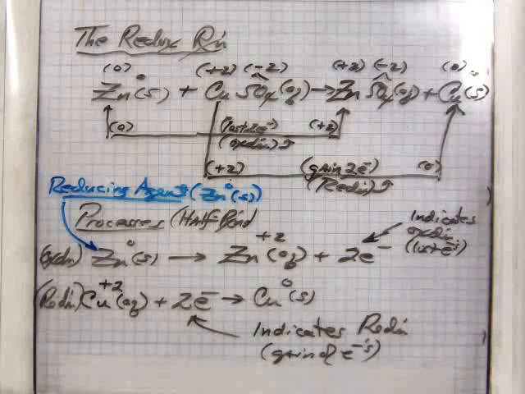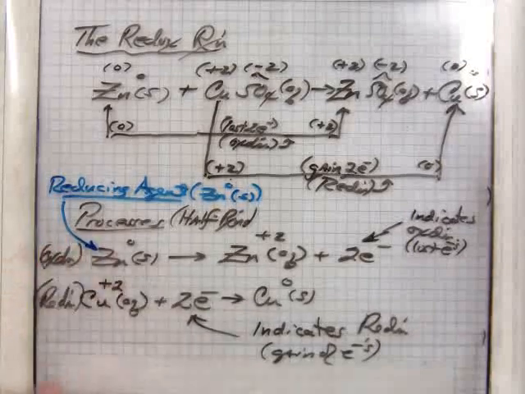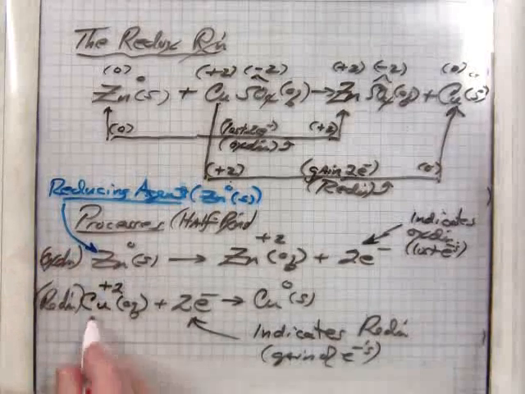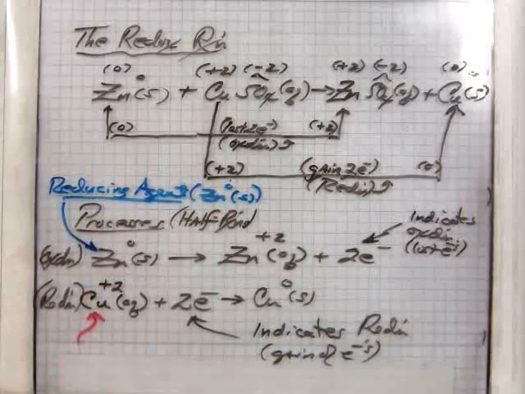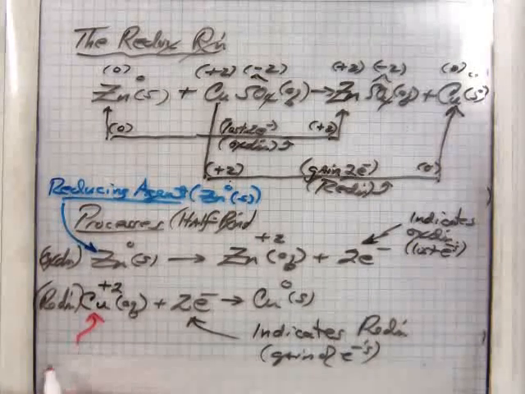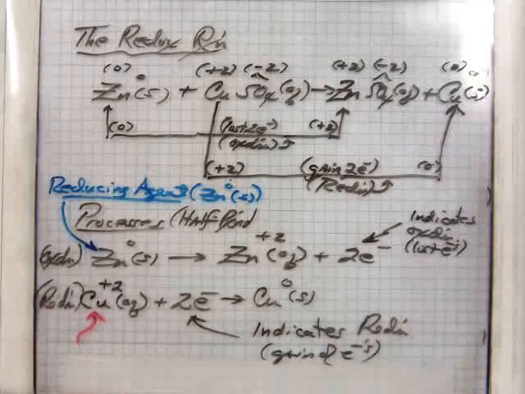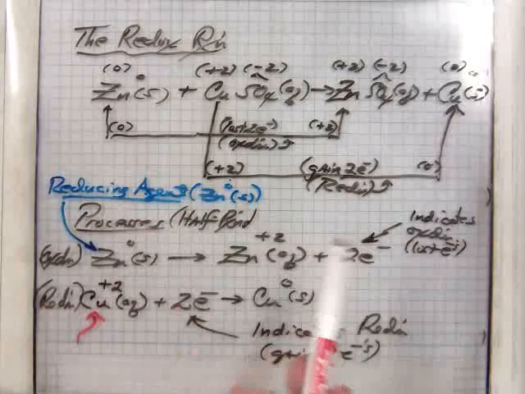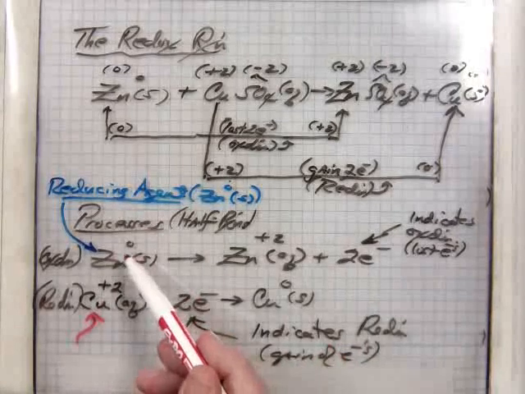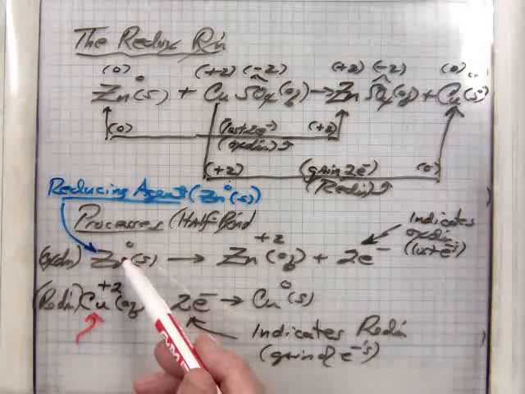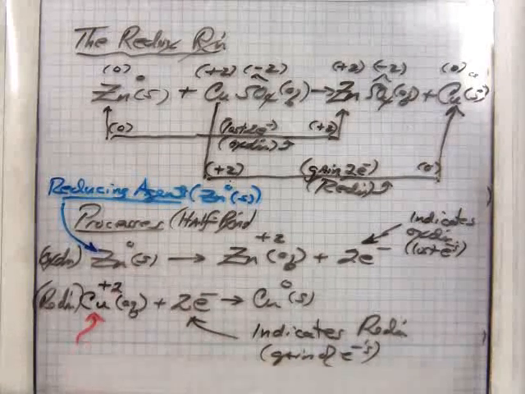And of course, there's only one other to define, and that's the copper. And that will be an oxidizing agent. See, copper is undergoing reduction. It causes zinc to lose its electrons. Okay, it's an oxidizing agent. It's causing zinc to undergo oxidation.